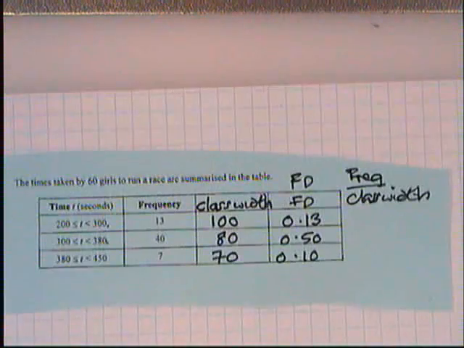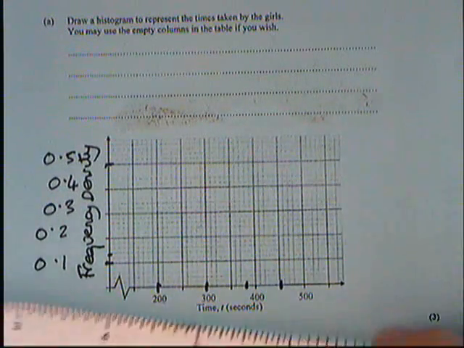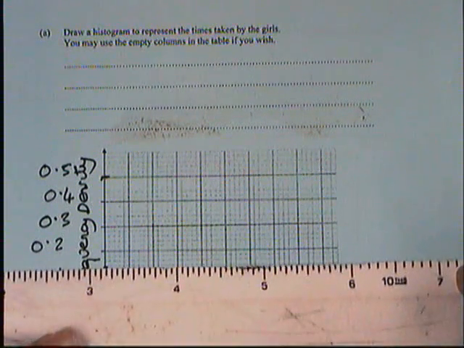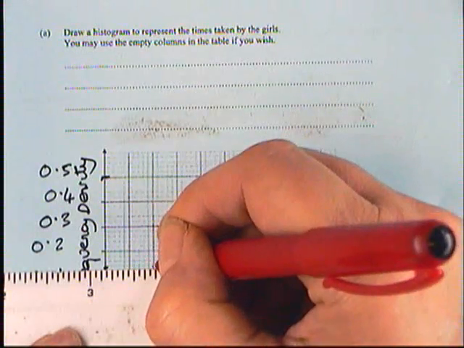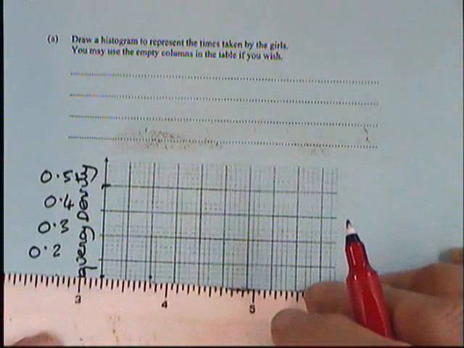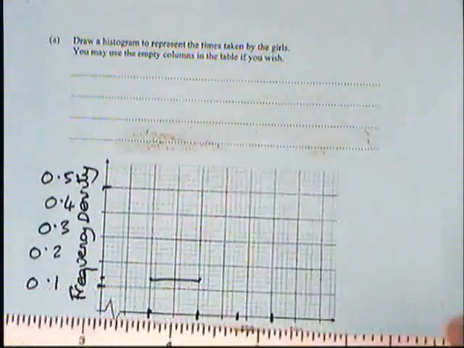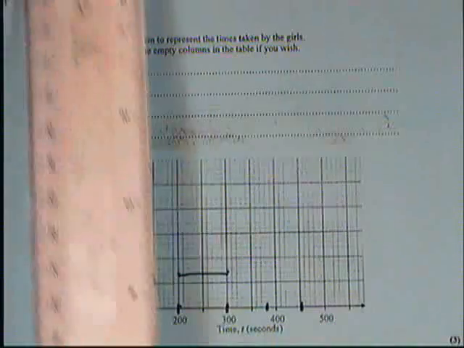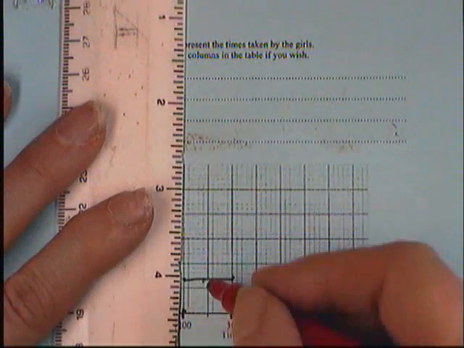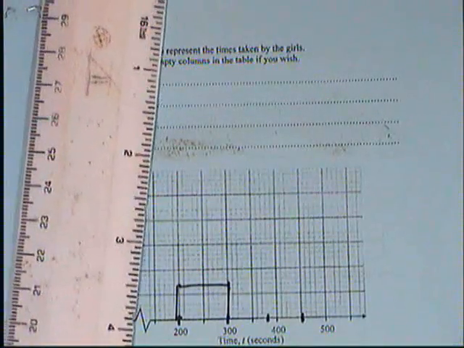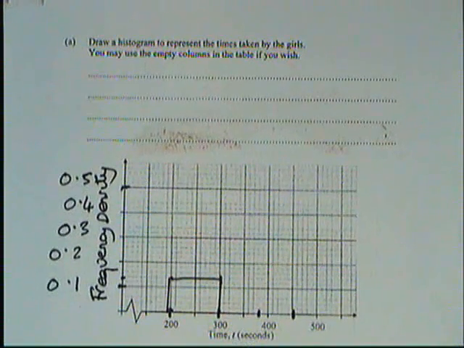So the first bar goes from 200 to 300 and goes up to 0.13. So there's my 0.13. If I draw the bars up, there's the first one. Draw the line across and down. There's my first bar. Not brilliant, but you'll do it better than that.